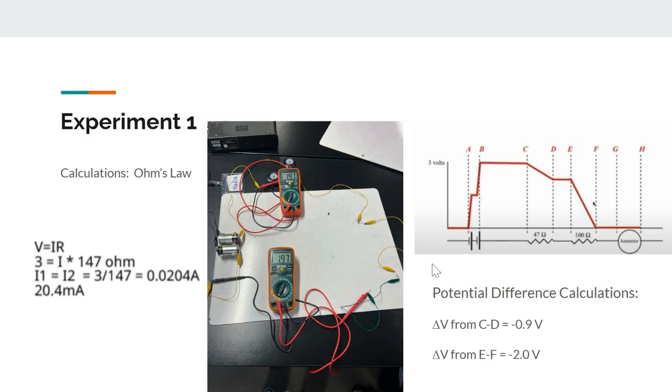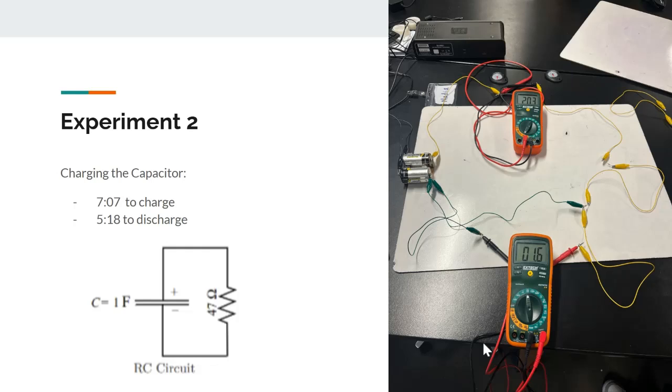And then we also calculated the potential difference between the points. From point C to point D, which was the points right before and right after the 47 ohm resistor, we got negative 0.9 volts. And from E to F, which is right before and right after the 100 ohm resistor, we got negative 2 volts. In experiment 2, we charged the capacitor.